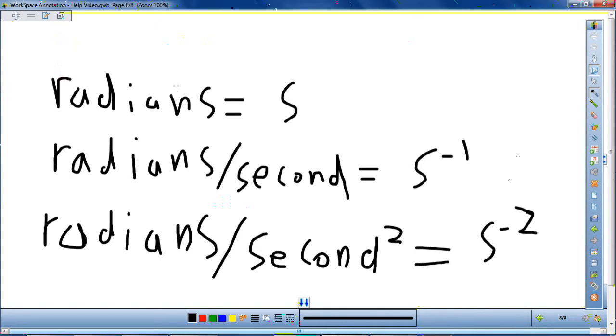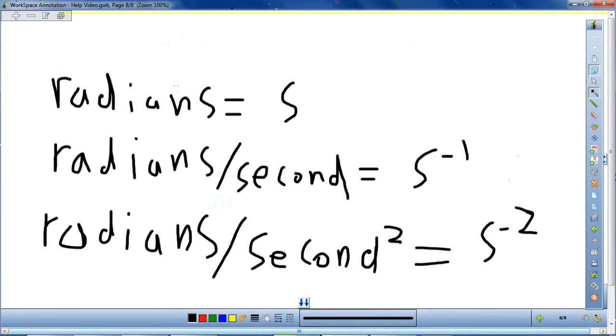You'll see these on some of Mr. Askey's things, plus the AP test. Radians are unitless, so radians per second, or omega, is inverse seconds, or s to the negative first power. And then radians per second squared, which is alpha, is inverse seconds squared, or s to the negative 2 power.